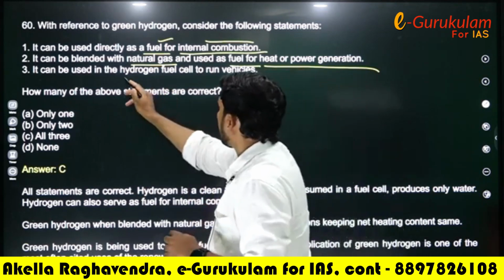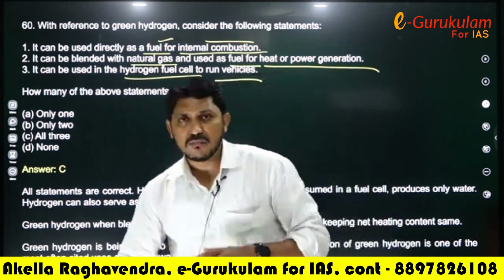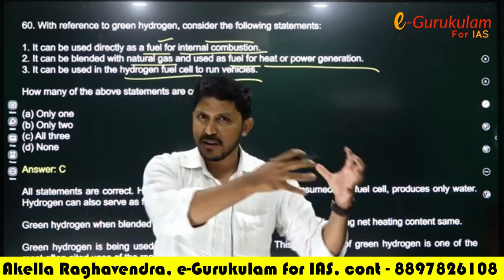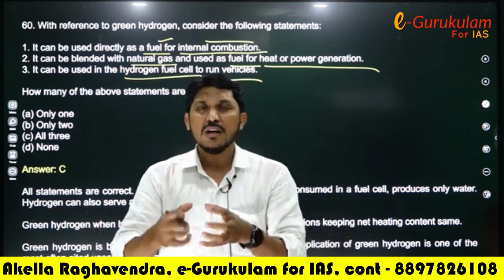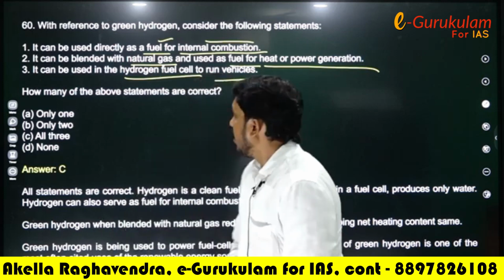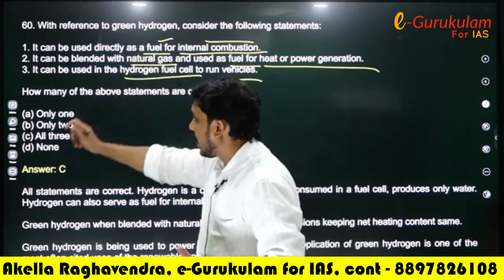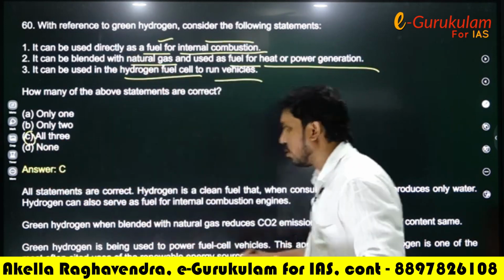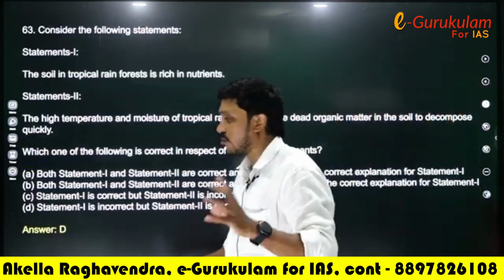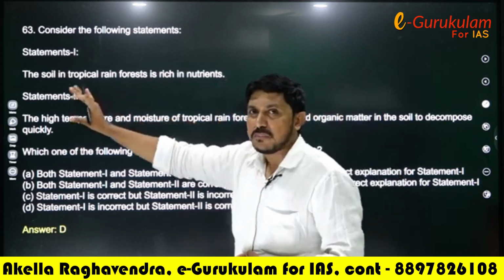It can be used in hydrogen fuel cells to run vehicles. Yes, fuel cells convert chemical energy into electrical energy. So obviously, yes, green hydrogen can be used in fuel cells to run vehicles. That is what we are doing these days in India also. Fine. But manufacturing is expensive. That is one constraint here. So 1, 2, 3 again all are correct. Fine. So common sense questions again. I think I have said the words common sense so many times, you must be fed up hearing that. Sorry about that.